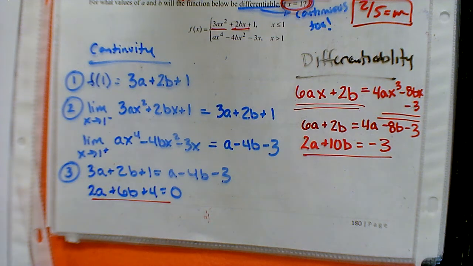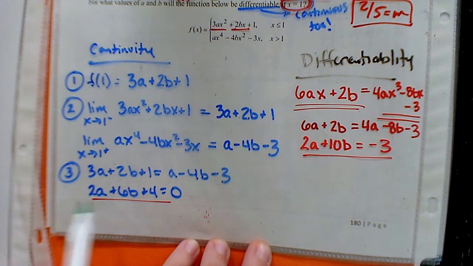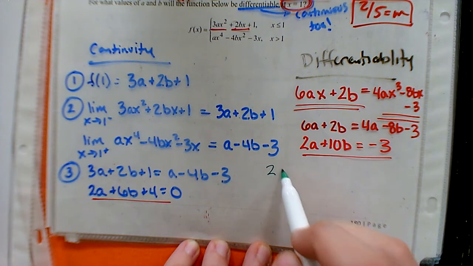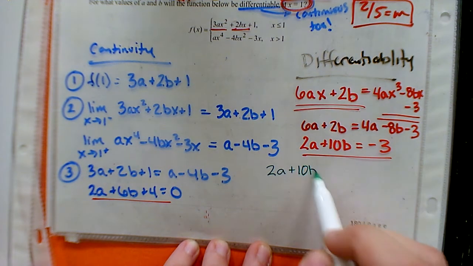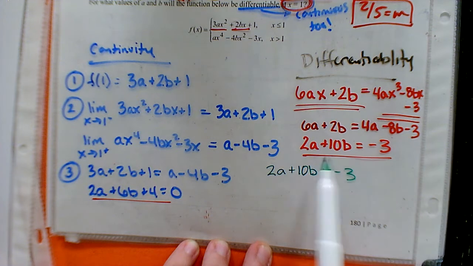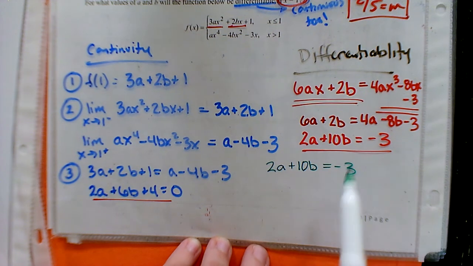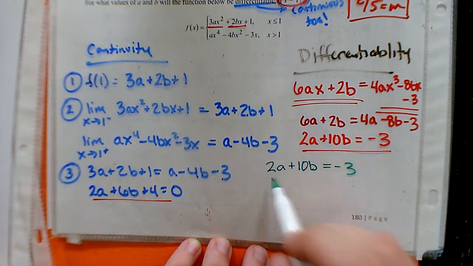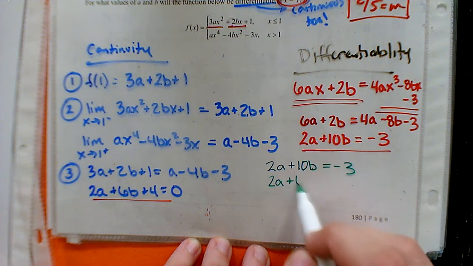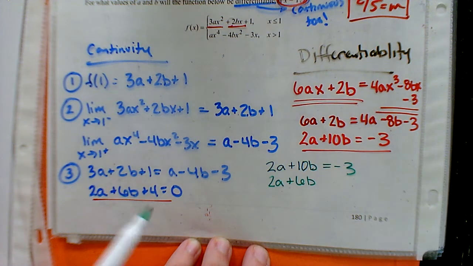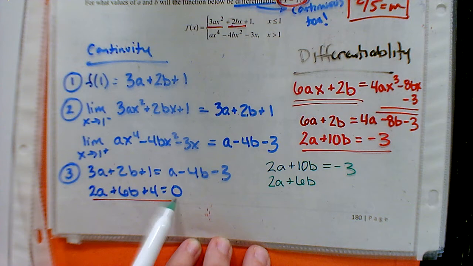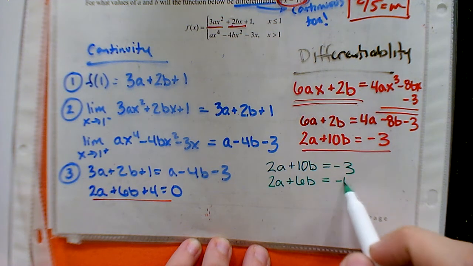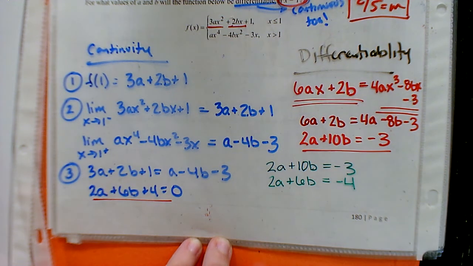Okay, so we've got to line up all the a's, all the b's, all the equal signs, then all the numbers. So let's see, if we write 2a plus 10b equals negative 3, okay, this equation, we would need then the 2a plus 6b, but next we need an equal sign, which means we'd have to subtract that 4 over. That way it lines up with the number on the other side.